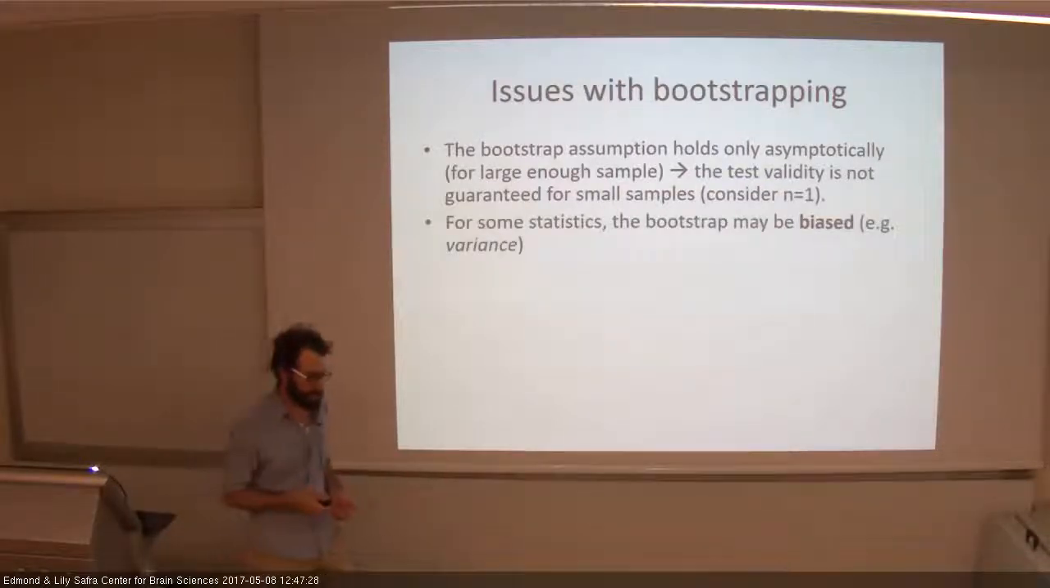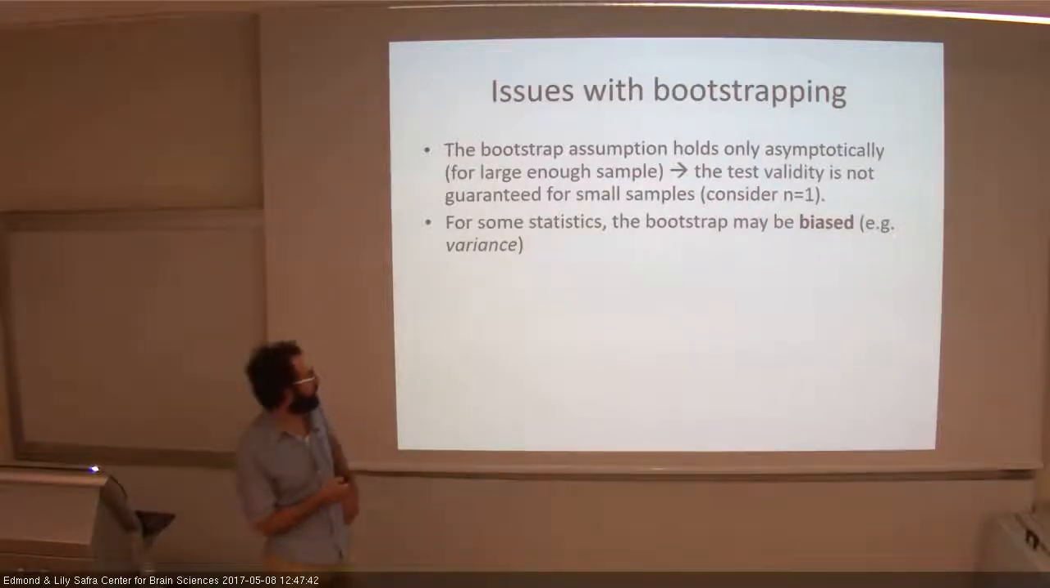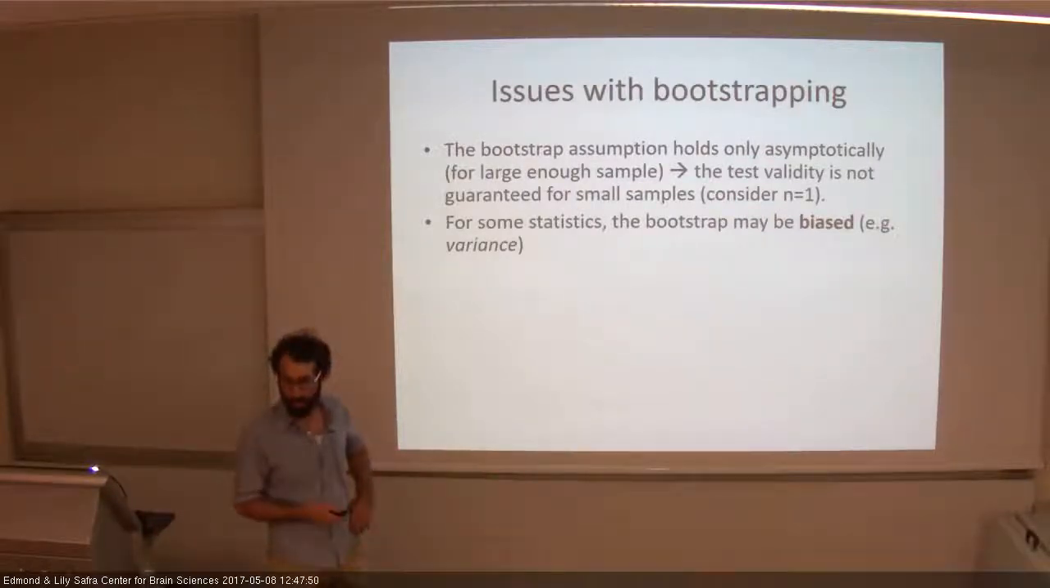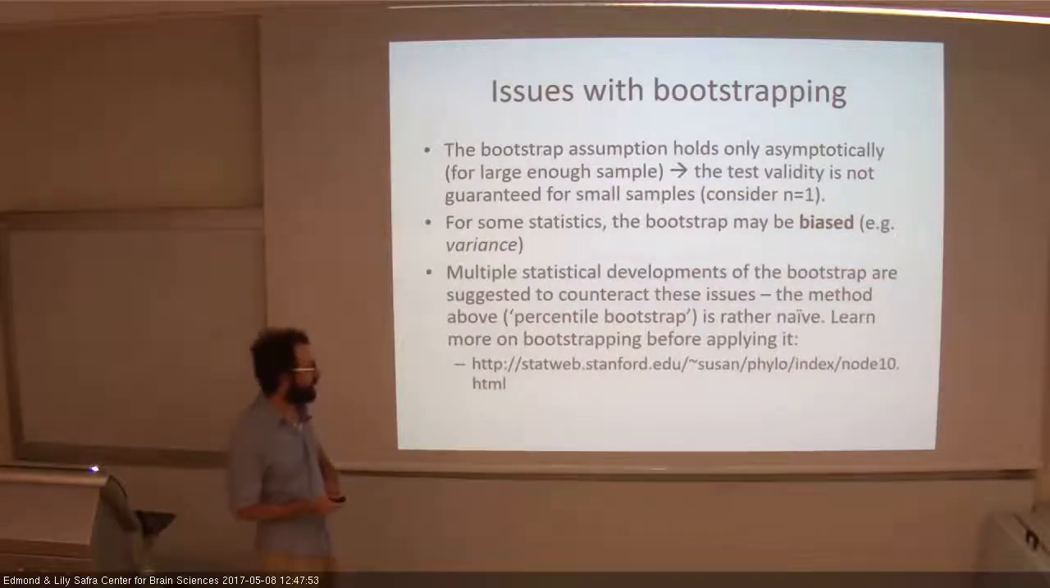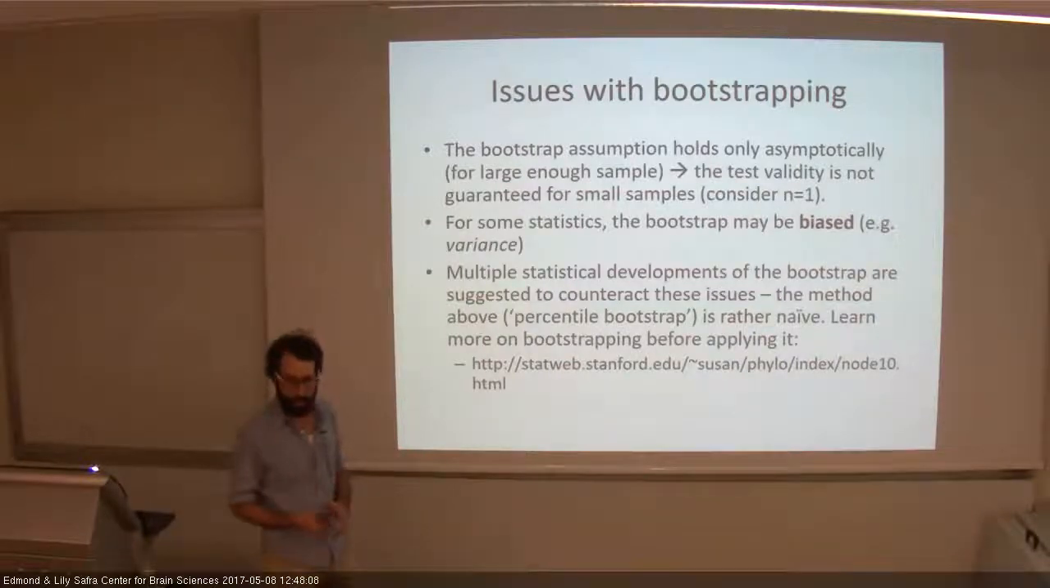For some statistics, the bootstrap is inherently biased. For example, if you think about the variability of your distribution, the variance is a biased measure for the bootstrap, and you have to somehow correct for that bias if you want to use it. And actually, there are statisticians who devote their entire lives to the bootstrap and develop more and more sophisticated bootstrapping techniques in order to have less biased, more reliable procedures. So if you use the bootstrap, you have to read about it much more than what you've heard right now.